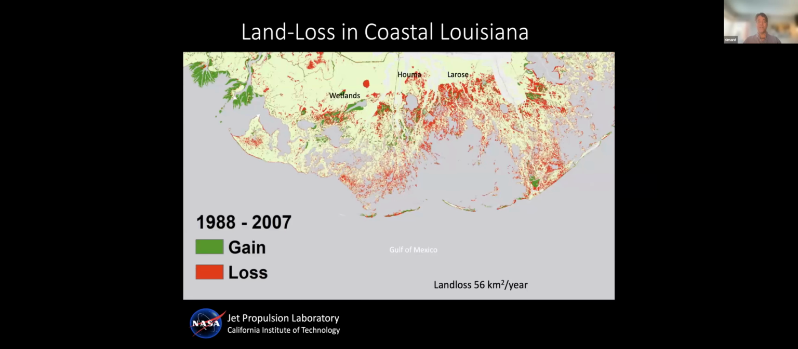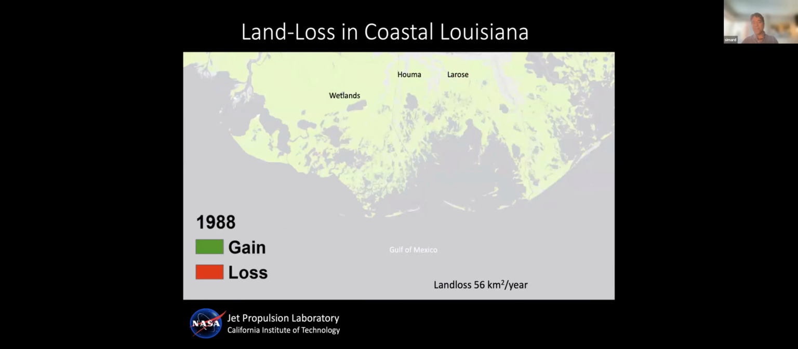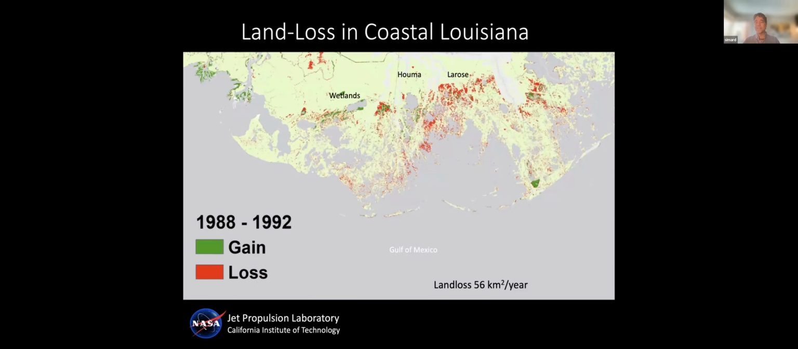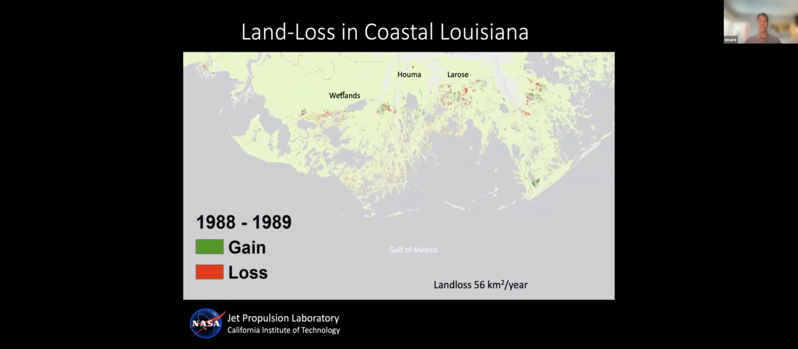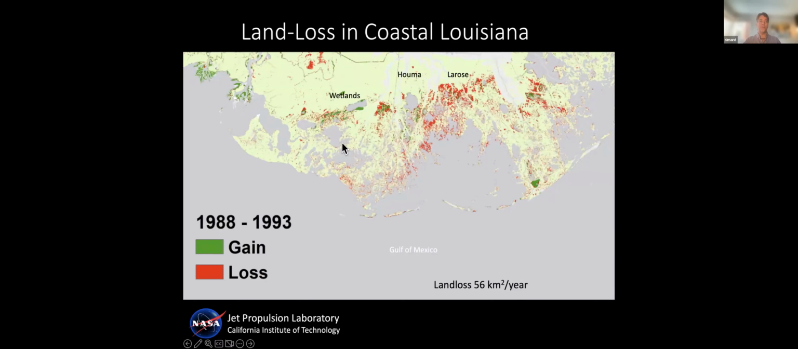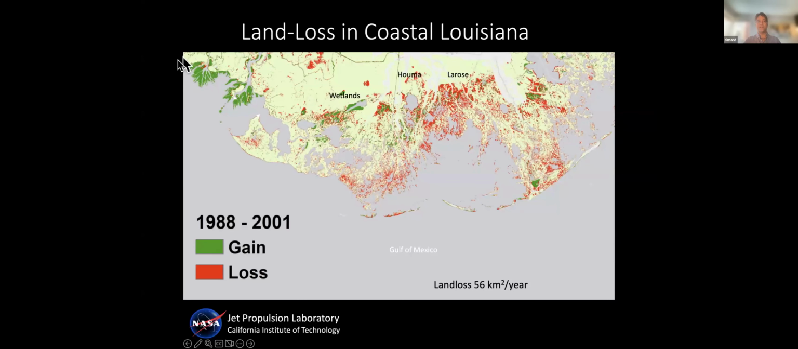So here is a little animation of the loss and gain of land in southern Louisiana since 1988 using a Landsat time series. We've estimated the land loss to be approximately 56 square kilometers lost per year. That's a lot. You will notice here on the top left, on the east, this is the Atchafalaya Basin.